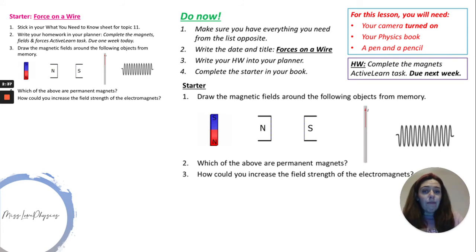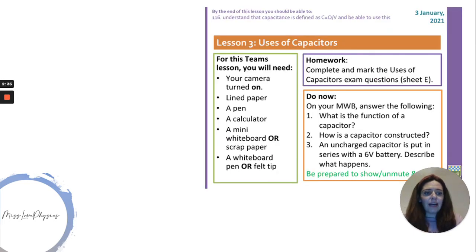For A-level, I have a bit of a bigger list. So this is my A-level PowerPoint that you often see. Once again, the camera turned on is there, but I do ask them to try and use a mini whiteboard or some scrap paper and then a whiteboard pen or a felt tip. And I find that's really useful for getting them to do some thinking on their own.